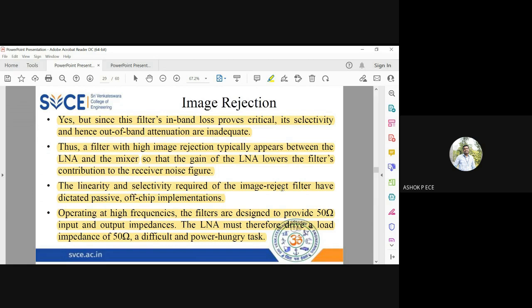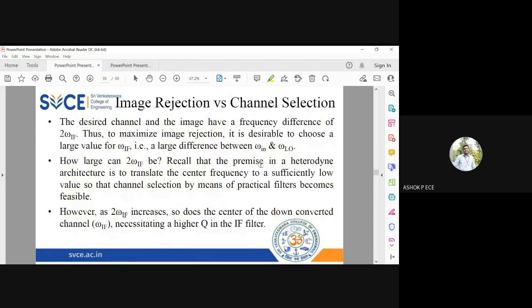for a proper impedance match and maximum power transfer, which is very, very difficult actually, because the LNA you are going to use will be made up of transistors, and you can never have transistors having input and output impedance of 50 ohms. It will be very, very large. So you have to bring down from that large value to 50 ohms. So it is going to be a very, very difficult task.